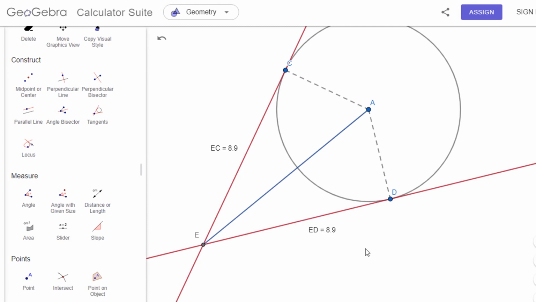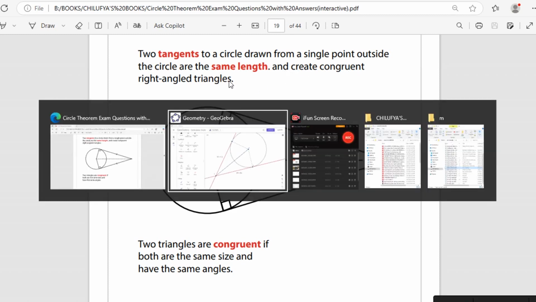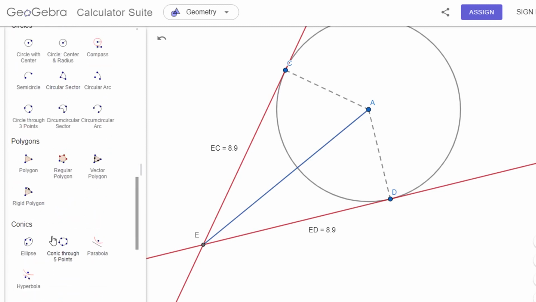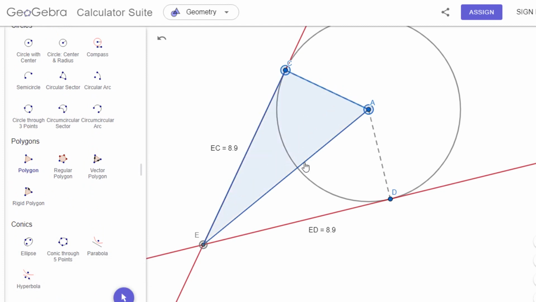As you can see, there is something also added here. They said that they create congruent right-angled triangles. So let me just color them by making a polygon, like so. So this will be a triangle. So this will be another triangle. So these are the triangles that they are talking about. I'm going to color this triangle a different color, maybe red, like so. As you can see, this red and the blue are the triangles they are talking about.